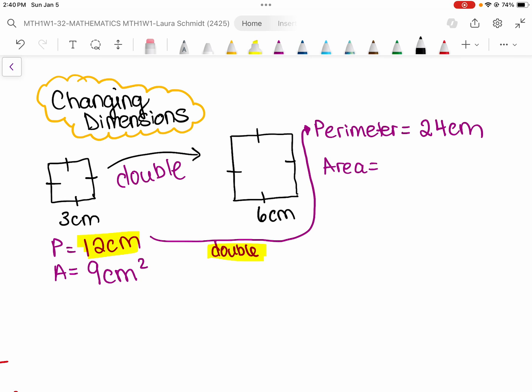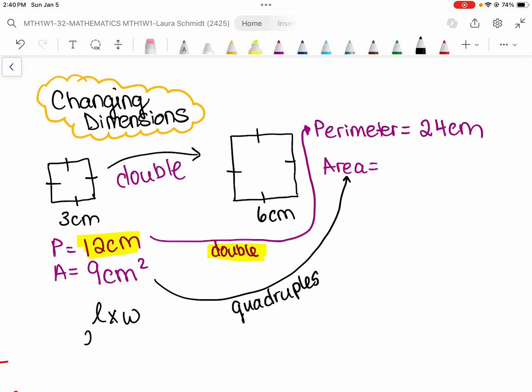And then for our area, it turns out that the area actually quadruples, because you're multiplying. If you're doing length times width, and then you have double the length times double the width, well, these 2 2's, it's like now 2 times 2 is 4, length times width. So it quadruples the area. So it's going to be an area of 36 centimeters squared.